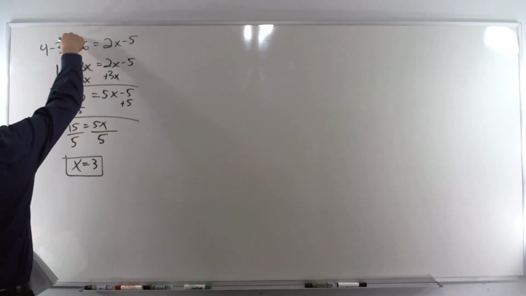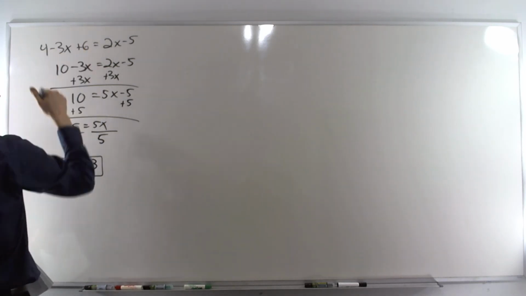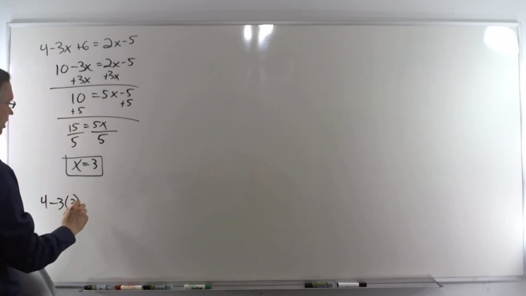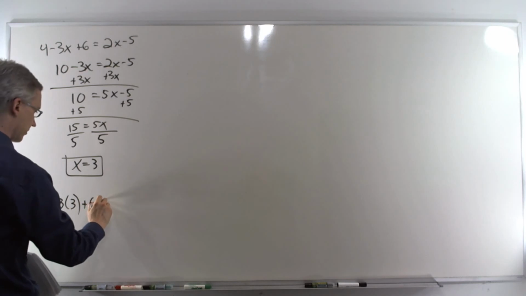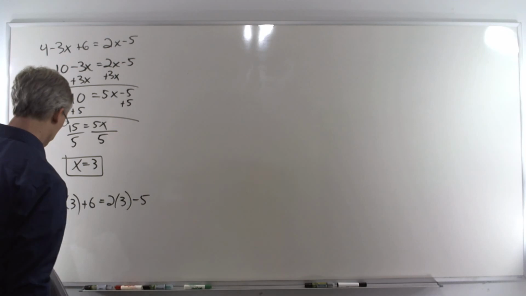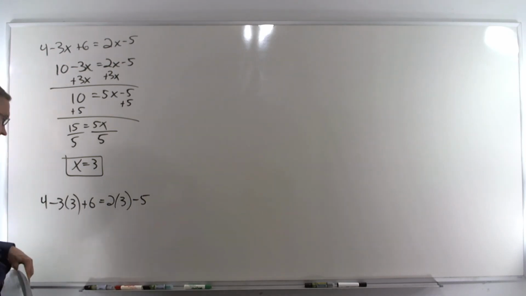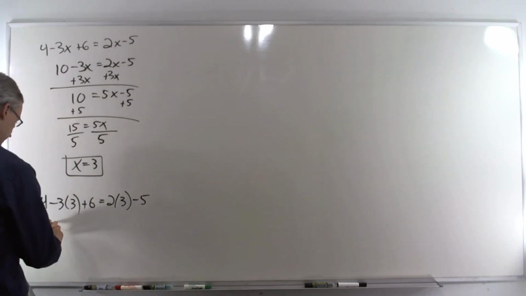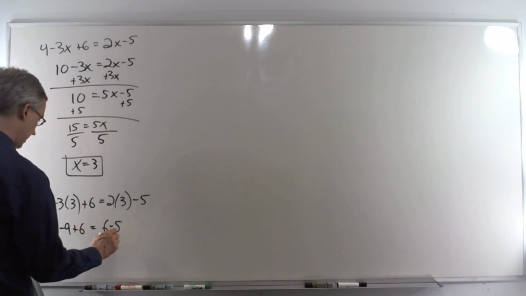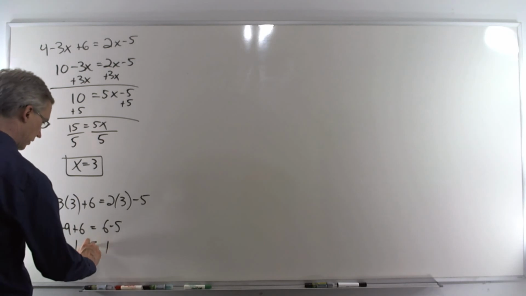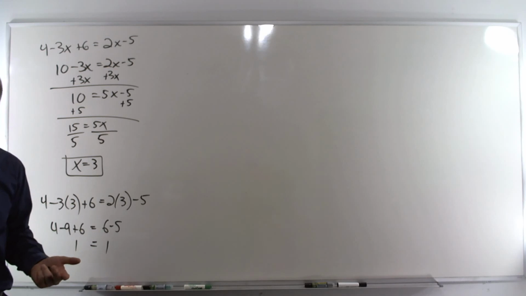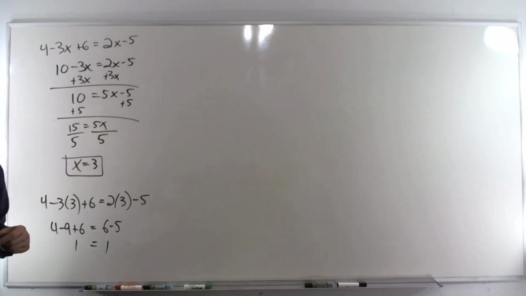So I'm going to take this 3 and plug it back in here. So that gives us 4 minus 3 times 3. And you can just check these with a calculator. You don't really need to write it out. It's probably faster that way. All right, now we've plugged in, so I'm going to do 4 minus 9 plus 6 equals 6 minus 5. This is 1, this is 1, 1 equals 1. So once we plug it in and evaluate, we get 1 equals 1. That's a true statement. So that means that answer is correct.